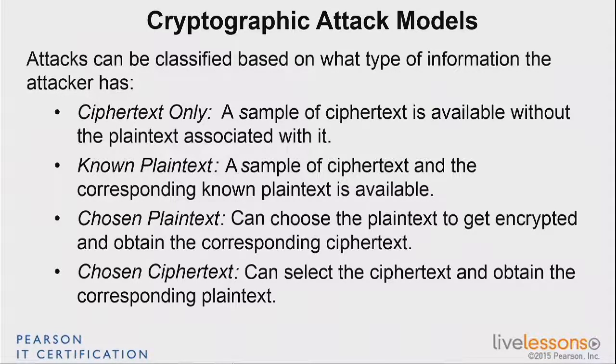In a known plain text attack, there's a sample of the ciphertext and corresponding known plain text is available, but it's just a sample. In a chosen plain text attack, the attacker can choose the plain text to get encrypted and obtain the corresponding ciphertext. And in a chosen ciphertext attack, the attacker can select the ciphertext and obtain the corresponding plain text. So those are really our four types of attacks that we might see in a cryptographic environment.